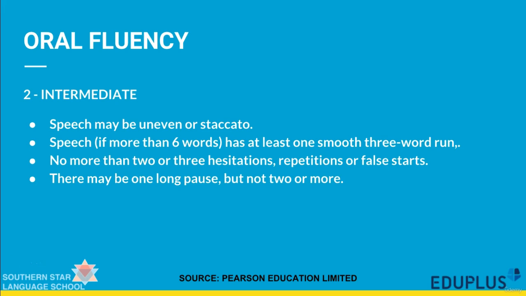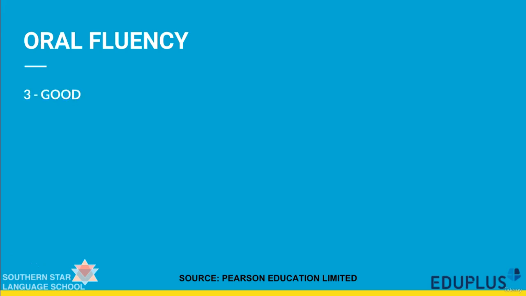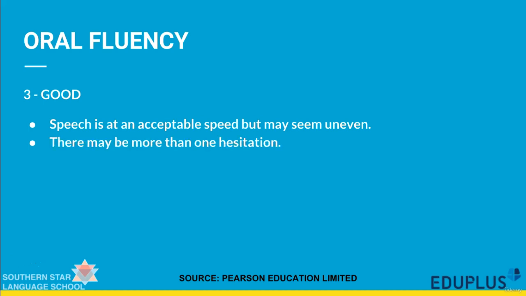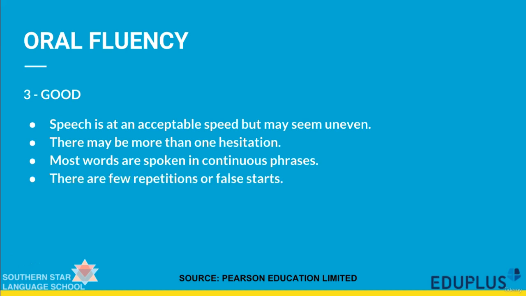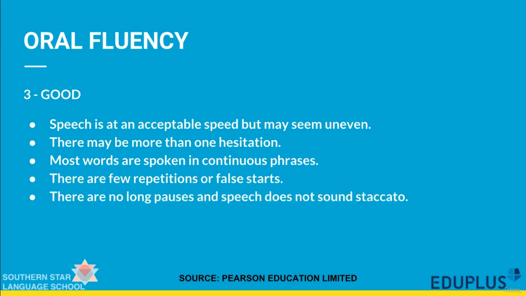And a person will get 3 points with good oral fluency when speech is at an acceptable speed but may seem uneven. There may be more than 1 hesitation, but most words are spoken in continuous phrases. There are a few repetitions or false starts, and there are no long pauses, and speech does not sound staccato.